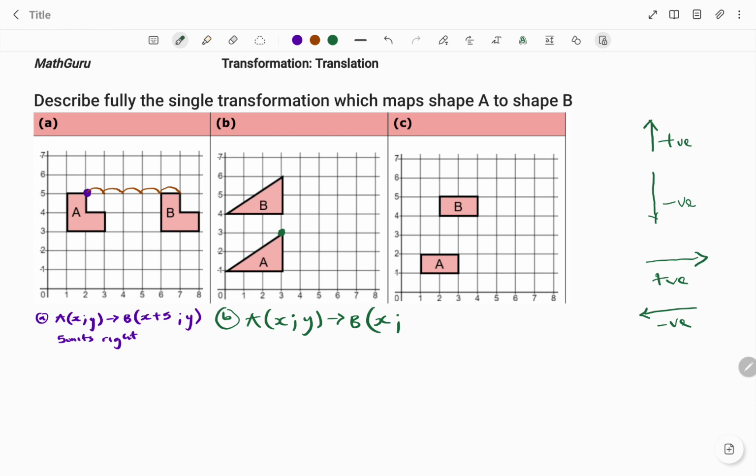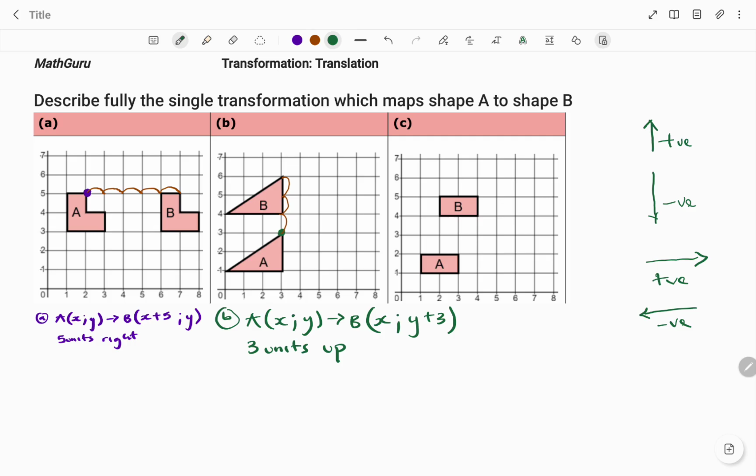However, the shape has moved upwards. That's a positive movement. And I need to count by how many. So the shape has moved 1, 2, and 3 units upwards. Note that you maintain the same corner with the second shape. So that's going to be y, because it's moving upwards. That's y plus 3. Another way of writing that is to say the shape has translated 3 units up, because that is a positive movement.